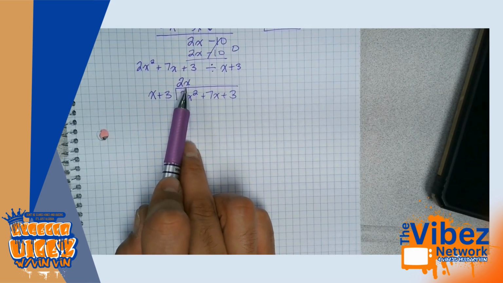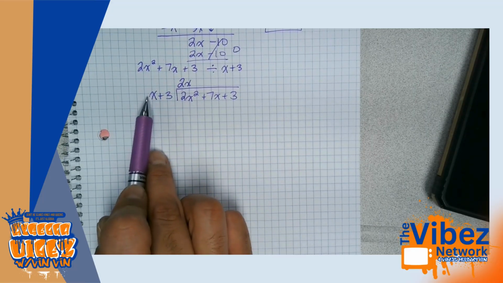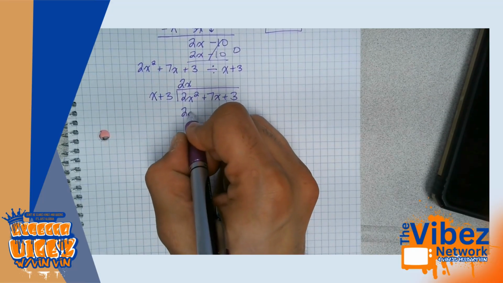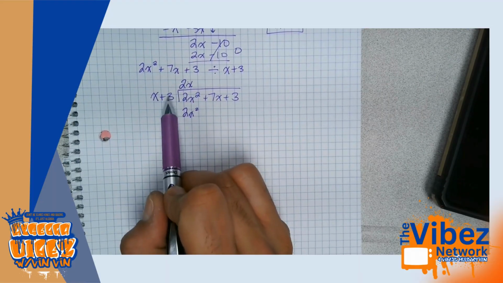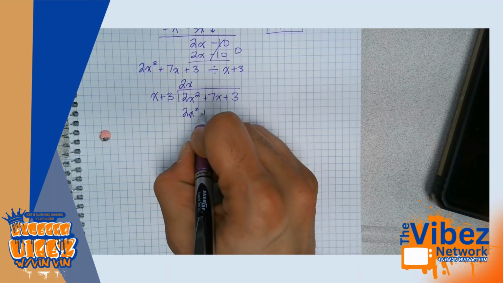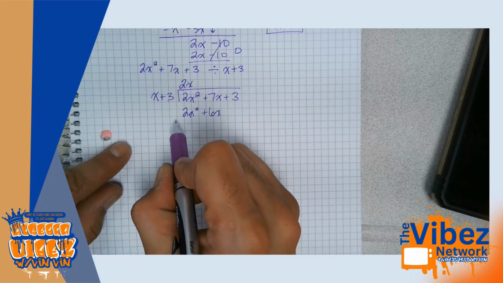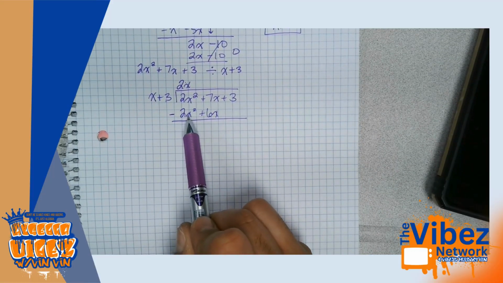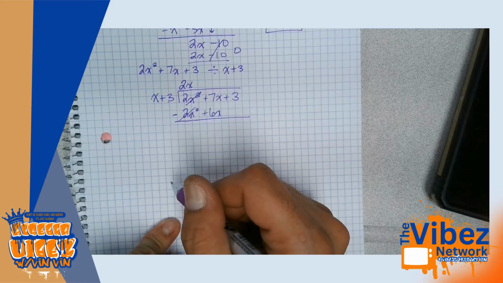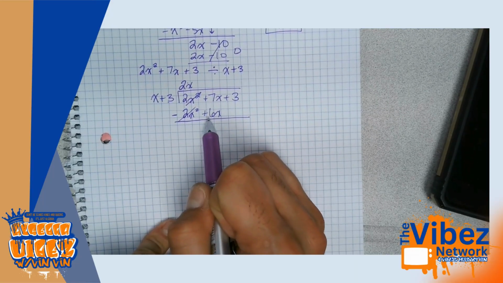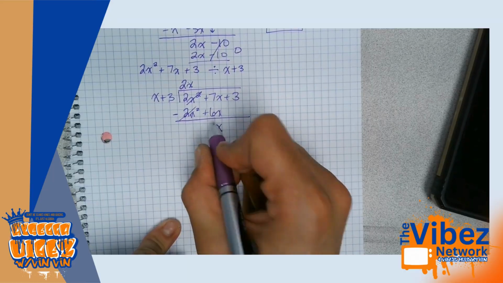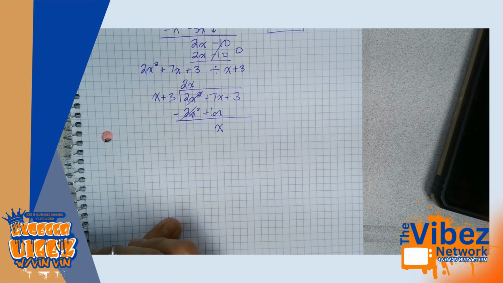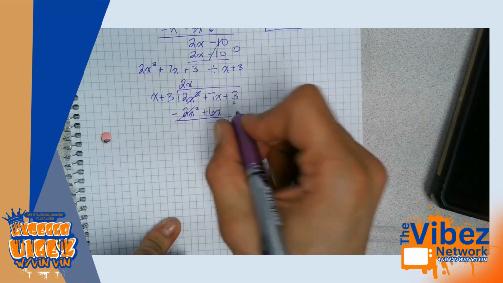Then we're going to multiply like we did before, 2 times x, which is 2x squared. And then 2x times 3 is going to be a positive 6x. And then we're going to put our line and do the difference, subtract it. 2x squared minus 2x squared gives us a 0. 7x minus 6x is going to give us an x. And then what we have to do is bring down our positive 3.